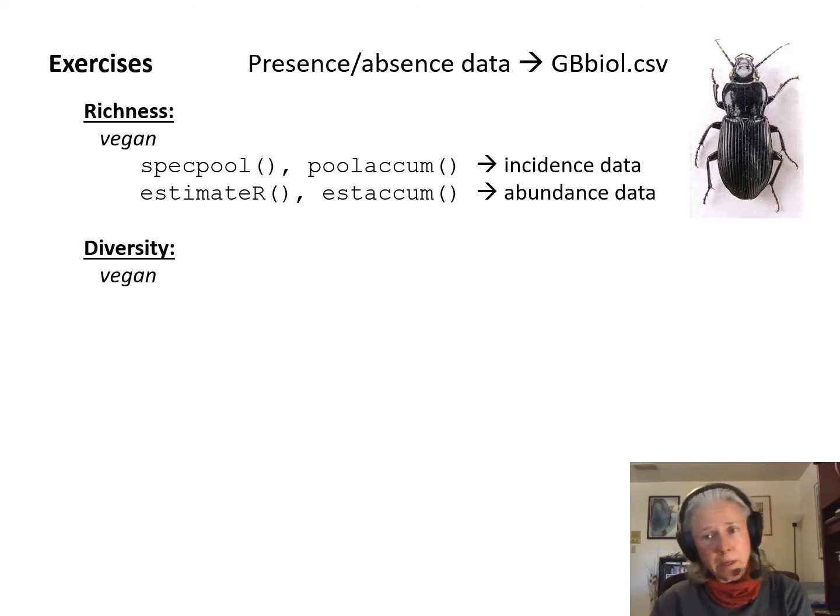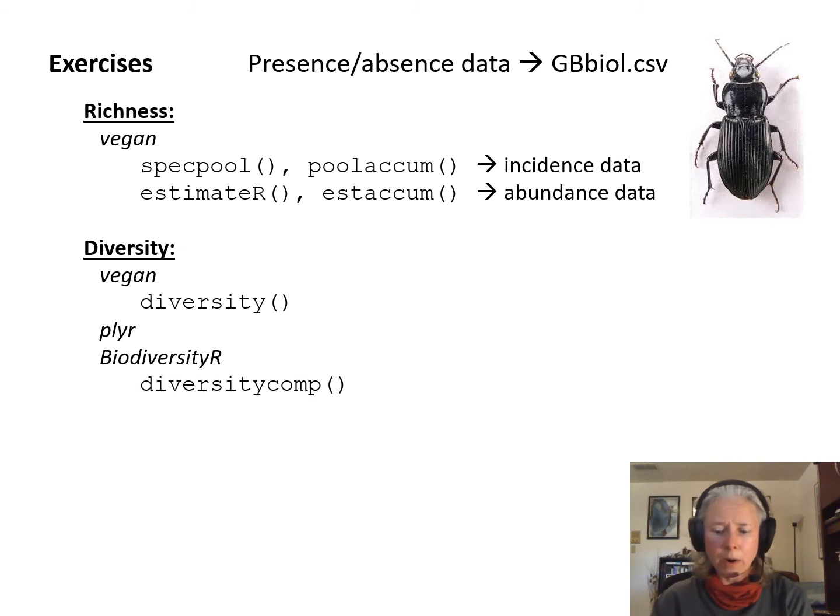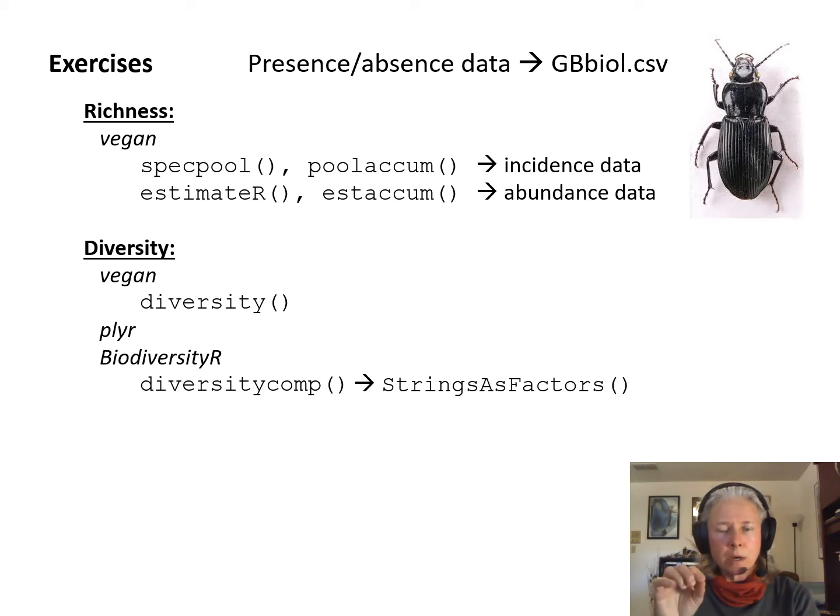For diversity, again, we used vegan, and there's the diversity command that you can use. But I also show some examples using the package plyr, and then the package BiodiversityR has its own commands like diversitycomp. Now in the notes I mentioned how if you ran diversitycomp you would get an error, and that you had to use a command called stringsAsFactors. You had to take those text data, the strings, and tell R, no, those are things that we can compare by. And that's what the stringsAsFactors command got for you.